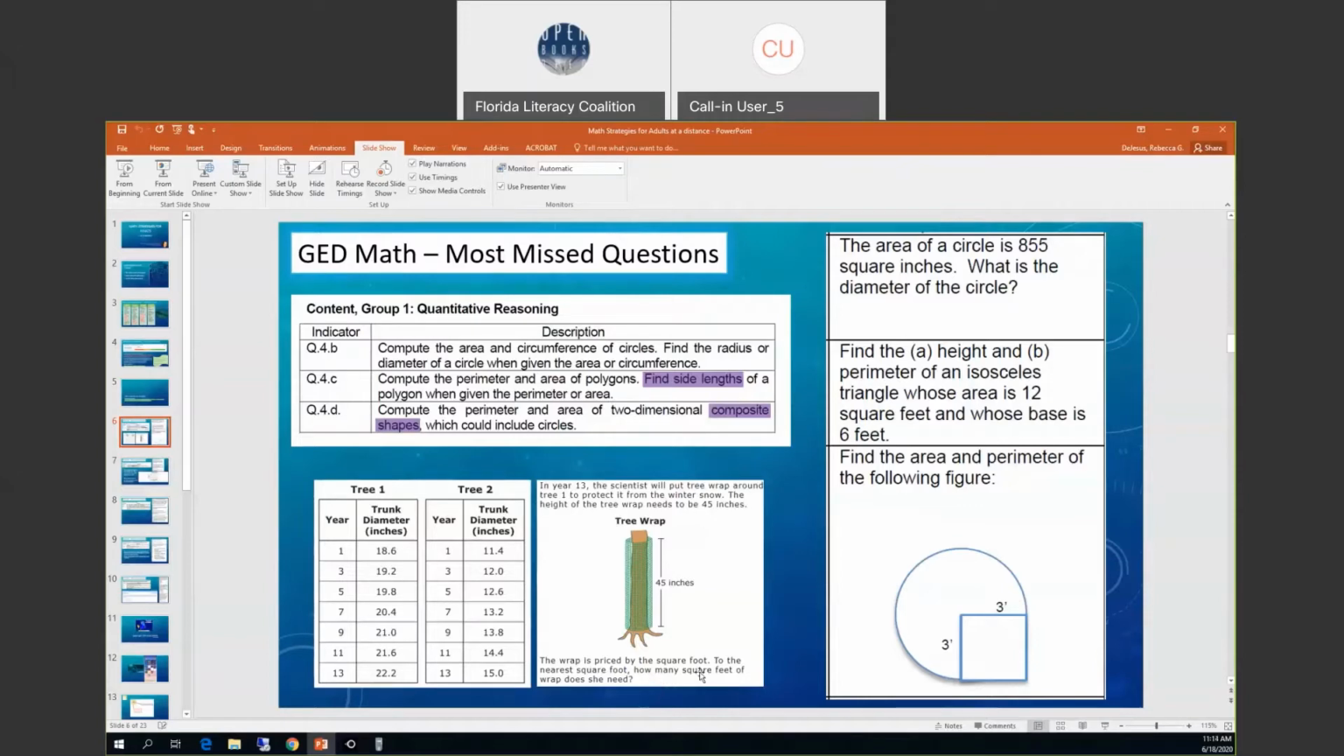The question is, how many square feet of wrap does she need? We're talking about a square foot of this little tree wrap, but you see how complicated it looks when they present this simple area question. They have two tables that students might get distracted by. They've got all these words. And actually, I cut this question. This question is even longer than it appears here. There are a lot of words that students are getting bombarded with when they are trying to answer these questions.